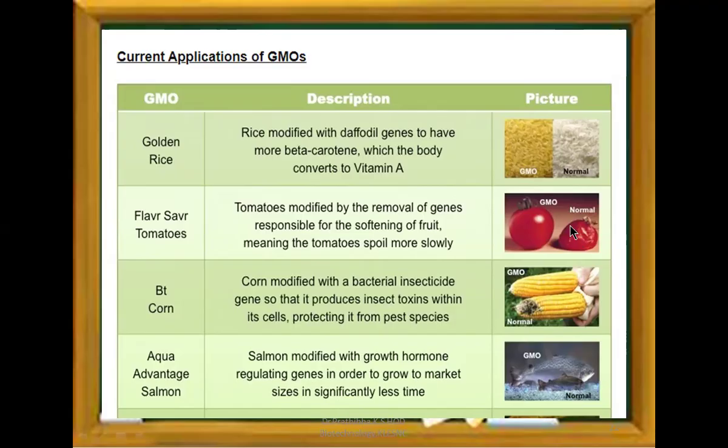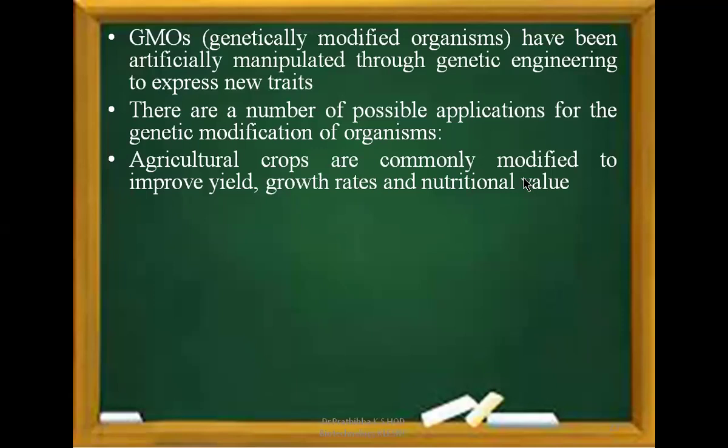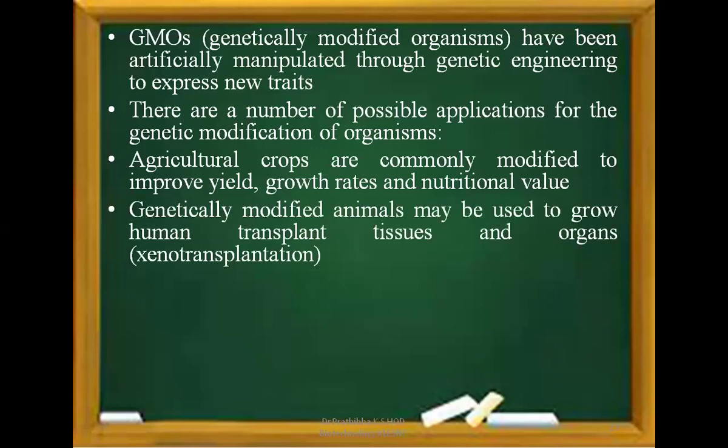This is a normal one, which is going to be spoiled in less time, whereas this is the genetically modified organism where the softening of the genes is removed. And we can keep this one for a longer time. Whereas here, rice modified with the daffodil genes has more beta carotene, which the body converts to vitamin A, like that.